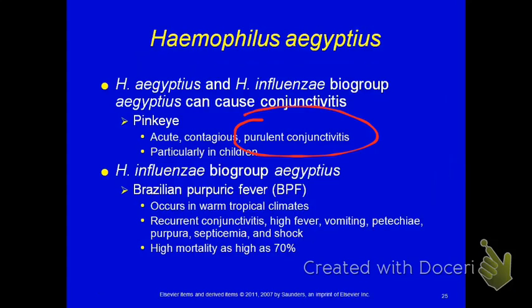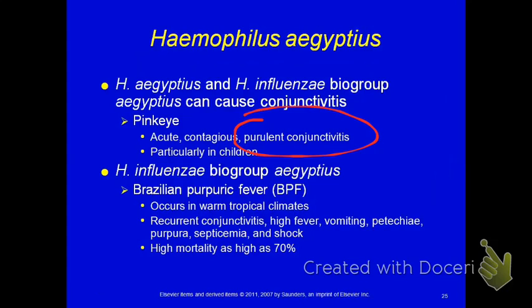On the other hand, there is another biogroup, Hemophilus influenzae biogroup aegyptius. Aside from conjunctivitis or pink eye, this one can cause BPF, or Brazilian purpuric fever, which mostly occurs in warm tropical climates.